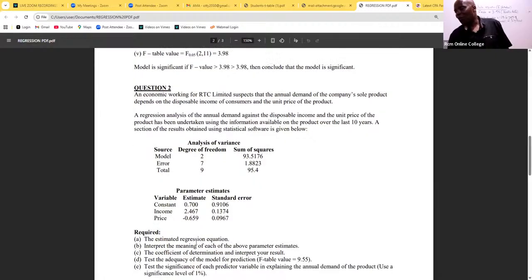So allow us to look at question number 2 before you go to your past paper. We are doing it together with you, and then we mark here live.